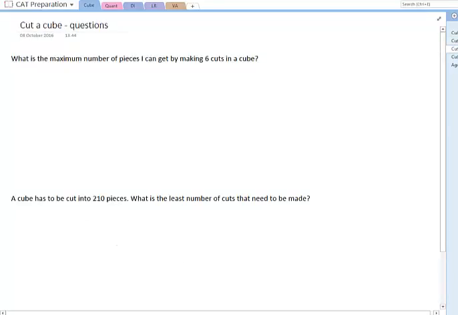Let's look at the first question. What is the maximum number of pieces I can get by making 6 cuts in a cube? So if you remember the previous formula, what we have here is that we need to maximize this number: (L plus 1) into (B plus 1) into (H plus 1), and we need to get the max of this number. What we have been given is that the number of cuts that we can make, that is L plus B plus H, is equal to 6. So we are allowed to cut across planes, but the maximum number of cuts that we can make is 6.